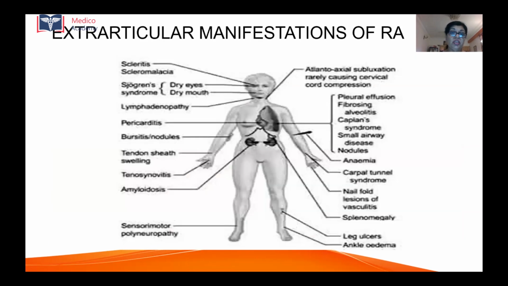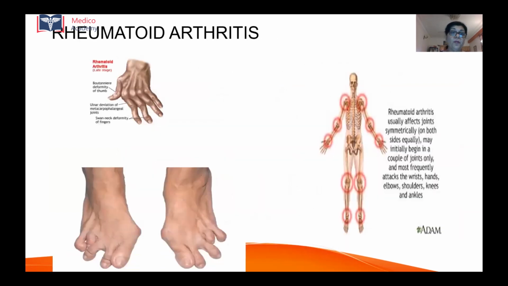Now, these are some of the extra-articular manifestations of rheumatoid arthritis. These are the nodules we can see. It usually affects the joints symmetrically and may initially begin in a couple of joints only, but may attack the wrist, hand, elbow, shoulder, knees, and the ankles.